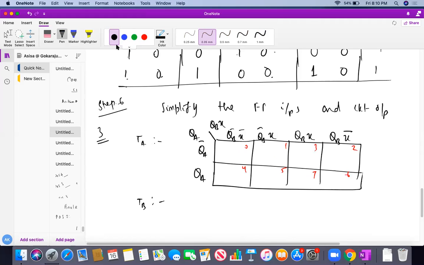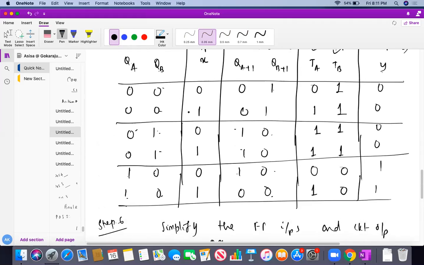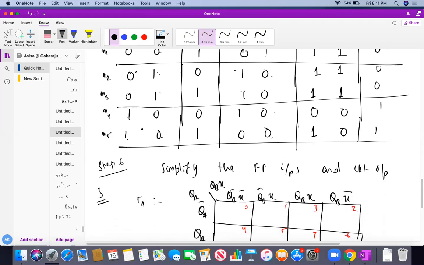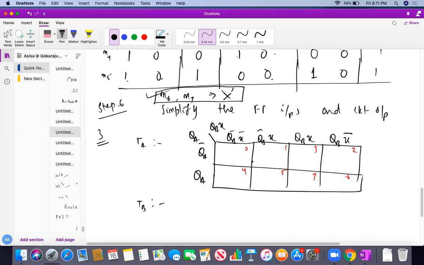Next, what are the minterms for this TA? This is my minterm 0, minterm 1, minterm 2, minterm 3, minterm 4, minterm 5. And what about the other minterms, 6 and 7? Because it has 8 minterms. Obviously minterm 6 and minterm 7 are don't cares, because in this table there are no more states to represent. Very important, students: minterm 6 and 7 are don't cares every time.